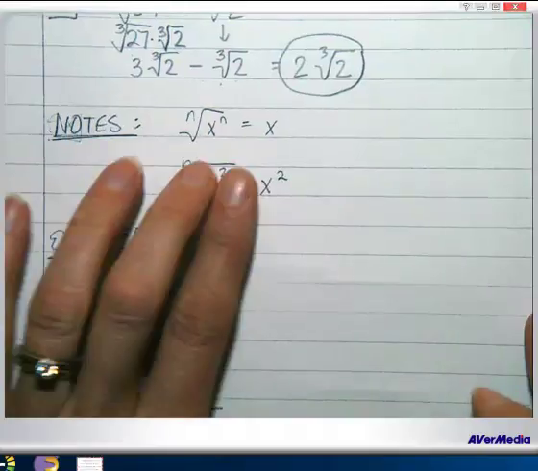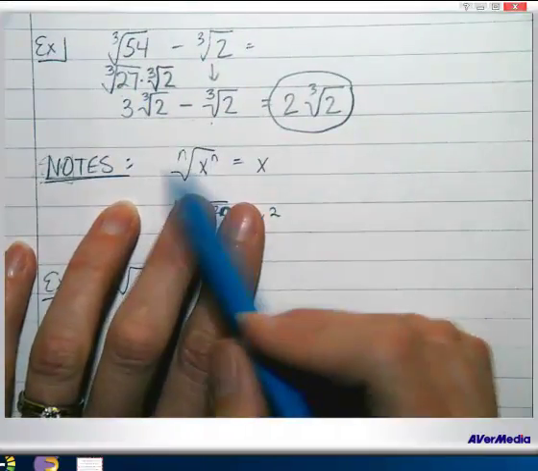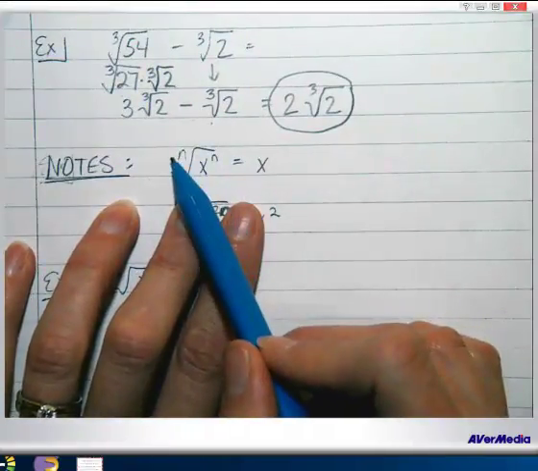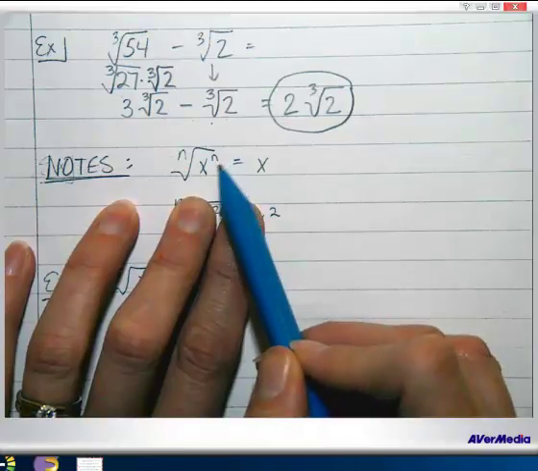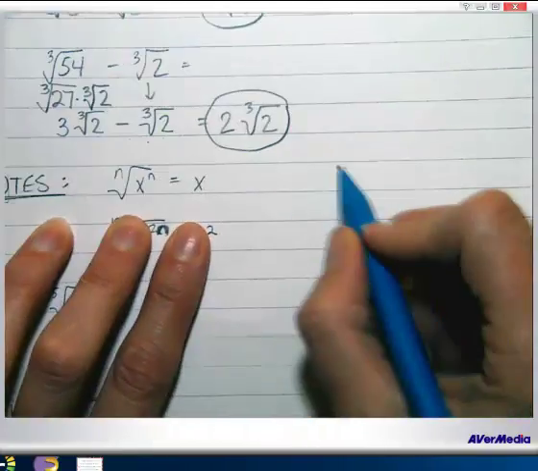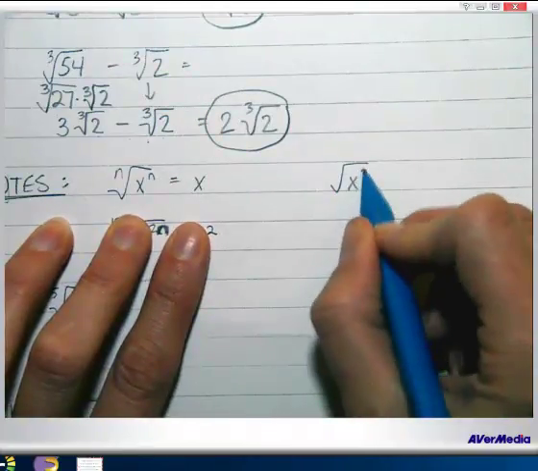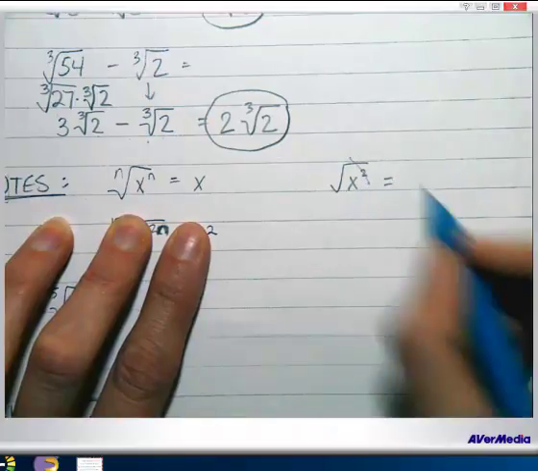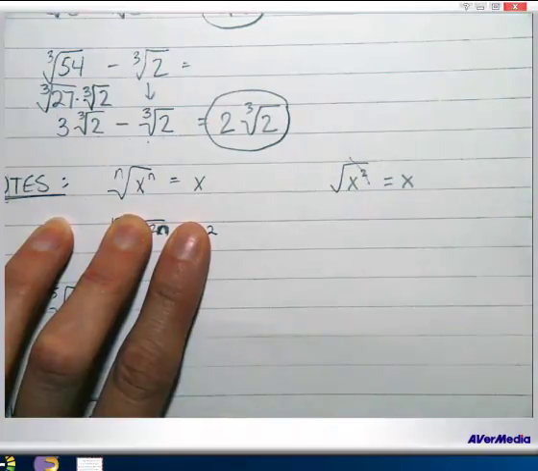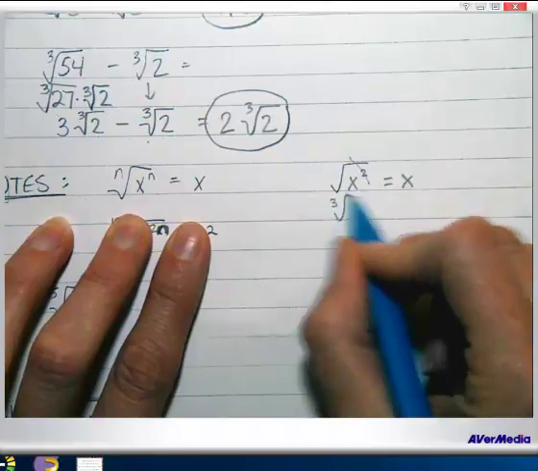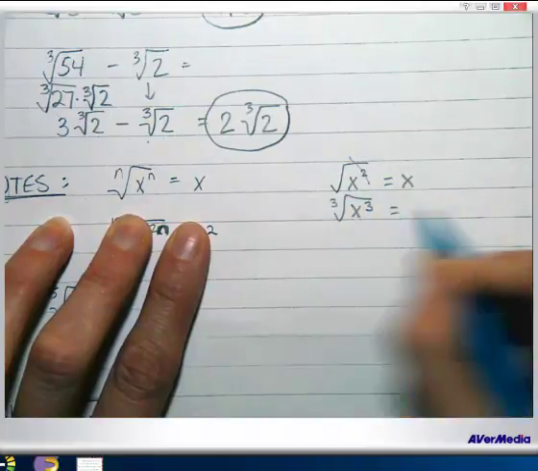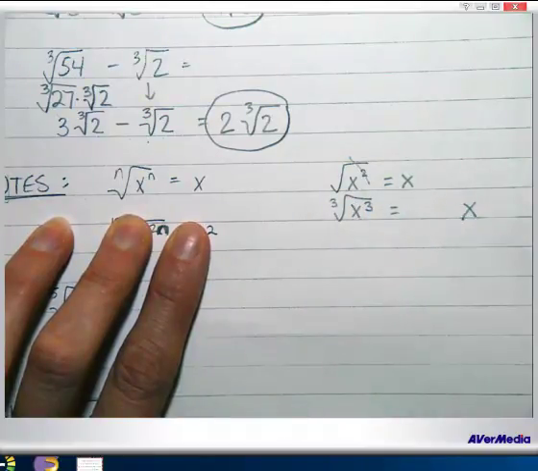So, looking at this, I just gave you a little bit of notes here. If you take the nth root of something raised to the n, you just get that number back. Think about taking the square root of x squared. The square root and the square sort of undo each other. If I take the cube root of x to the 3rd, that's also going to just be x.